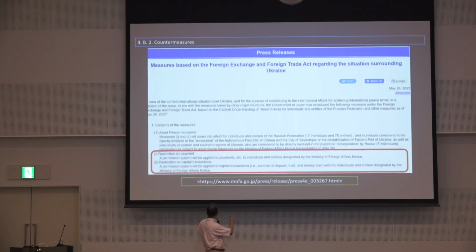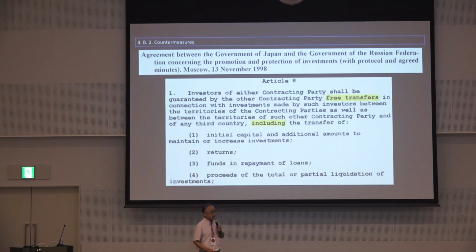Asset freeze, what do you mean by that? Restriction on payment, restriction on capital transactions. So you cannot send money from Japan to Russia, for example. A Russian investor in Japan cannot send their money from Japan to Russia. And this is squarely against the text of the Japan-Russia investment agreement, free transfers. Free transfer, no restriction.